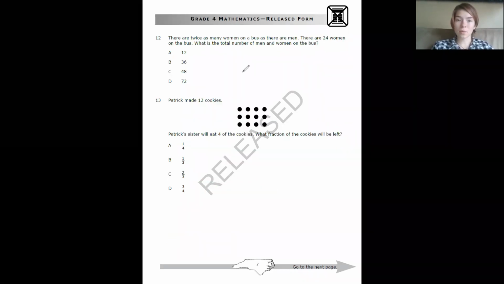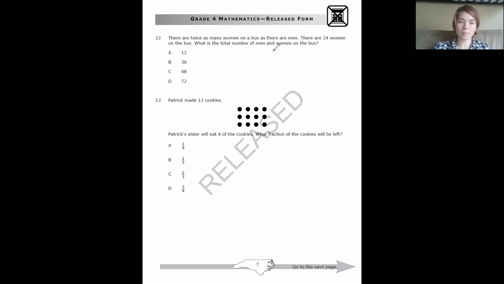There are twice as many women on a bus as there are men. There are 24 women on the bus. What is the total number of men and women on the bus? Okay, so we know that there are twice as many women on the bus as there are men. That means there are less men on the bus than women. So to find out how many men were on the bus, we need to divide.